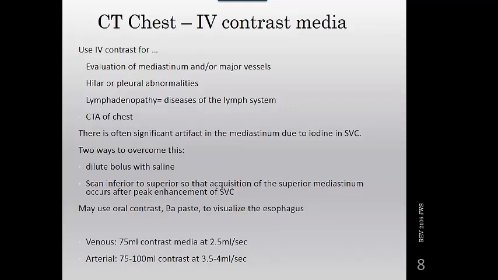And then your venous phase, you're going to inject about 75 to 100 milliliters of contrast at about 2.5 milliliters per second. And then for arterial phase, if you want to catch the arteries, you have to be quick. 75 to 100 milliliters of contrast at 3.5 to 4 milliliters a second, or even faster sometimes.